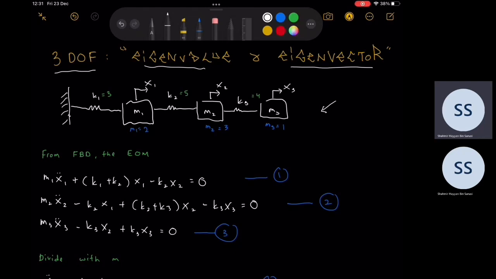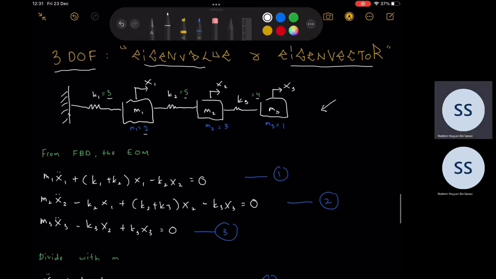So how do you obtain 3-degree of freedom? It is by multiplying the number of masses by the number of directions. We have 3 masses and only one direction, which is the horizontal direction, x. So 3 multiplied by 1 is 3-degree of freedom. Given that K1 is 3, K2 is 5, and K3 is 4 Newton per meter, and mass 1 is given as 2 kilogram, mass 2 as 3 kilogram, and mass 3 as 1 kilogram.